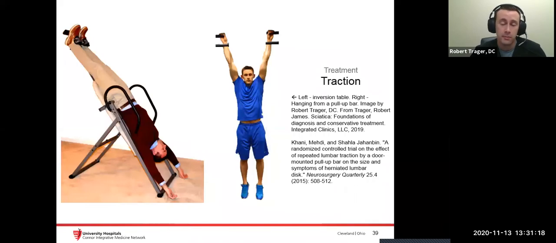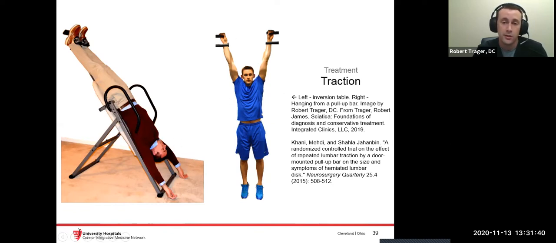Traction is another excellent tool for patients with what we call discogenic sciatic pain, or sciatic pain related to the disc. It doesn't work for everybody. And I like to caution people with this though, and recommend that they don't go fully upside down right away. I actually like to lock the inversion table about halfway. So they're just getting a little bit of traction.